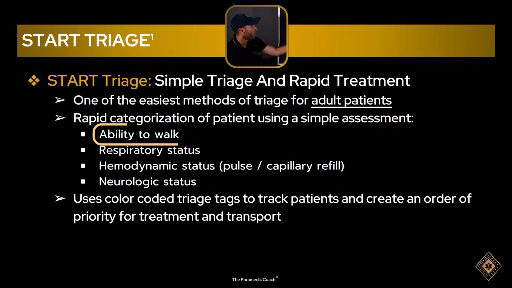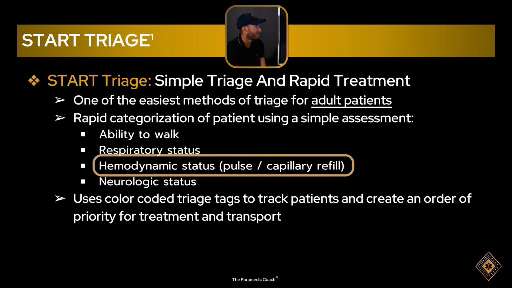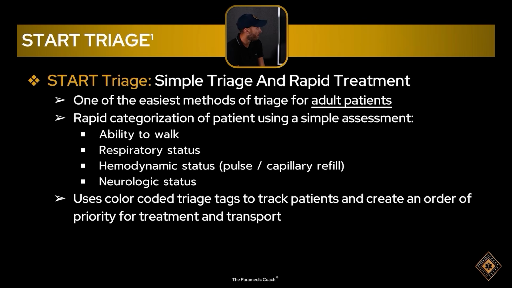If you look at this, the ability to walk is first, and then the respiratory status. Are they breathing? Is their airway open? If I open the airway, are they breathing? Hemodynamic status, get a pulse, check cap refill, and then the neurological status of the patient. Can they obey commands? Are they awake? That's what we're doing.